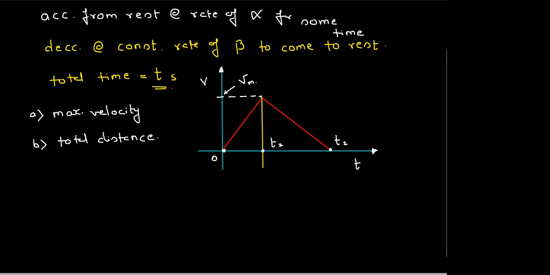See, between point A and B, constant acceleration, between B and C, again constant acceleration. So you can use the equation of motion between A and B, and then between B and C. That is a hint. Total time is given to you, right? So if the time from here to here is T2, then from there to there it will be T minus T2. Now can you do it?